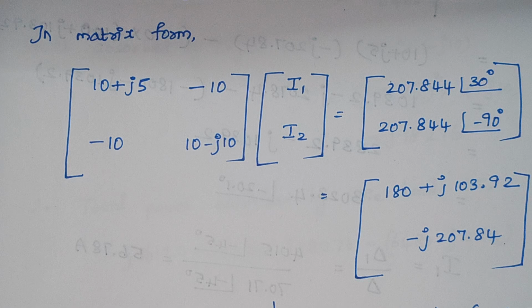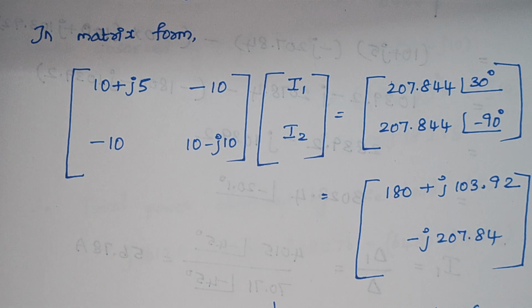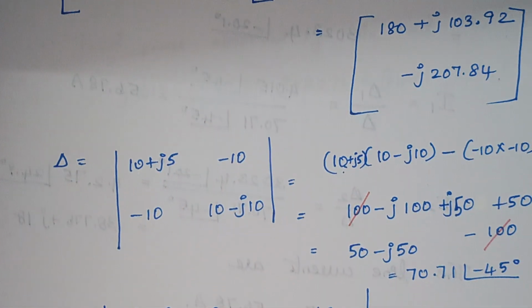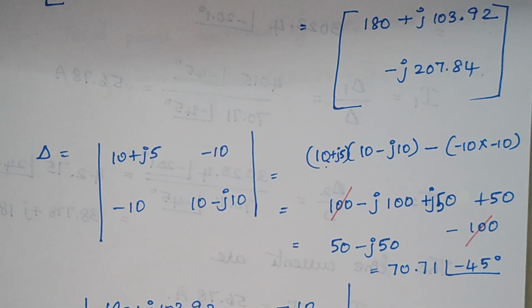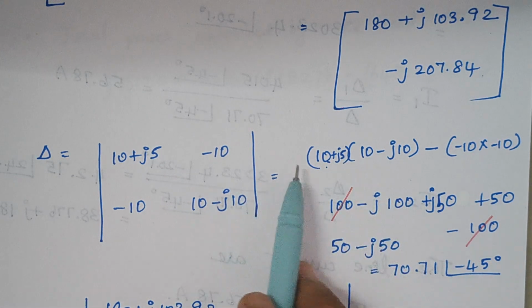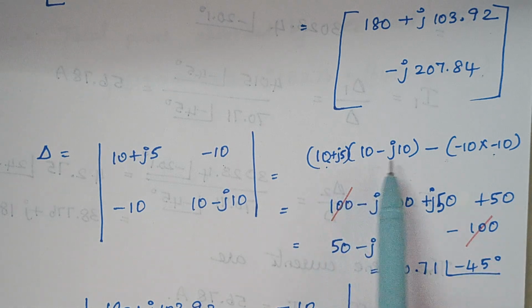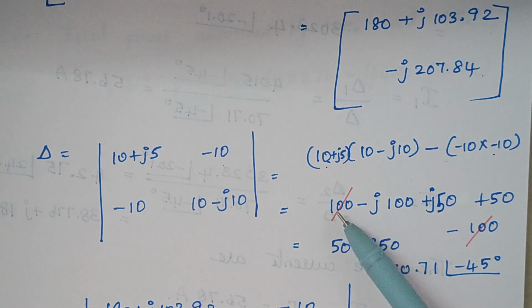So before that we have to find the value of del. So del is nothing but the determinant of this matrix. So when you take the determinant of this matrix, right, that is (10 plus j5) into (10 minus j10) minus of (minus 10) into (minus 10), right? So here you have to do multiplication, and plus 100 and minus 100 cancel each other.